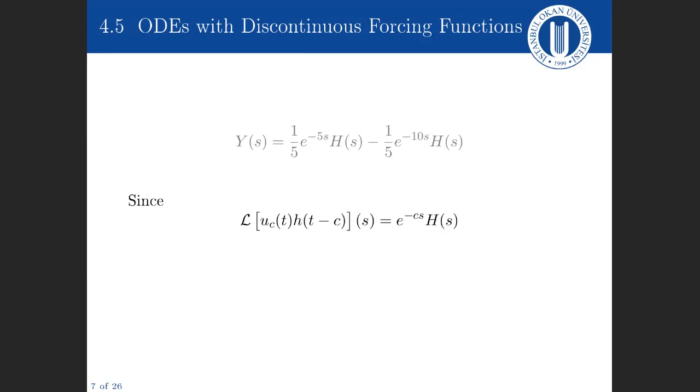Because of the shift formula again, the Laplace transform of u_c(t) h(t minus c) is e to the power minus cs capital H(s). We can say that u_c(t) h(t minus c), and there's a typo here, this s should be here, is equal to the inverse Laplace transform of e to the power of minus cs capital H of s, and then there should be a t in brackets just here.